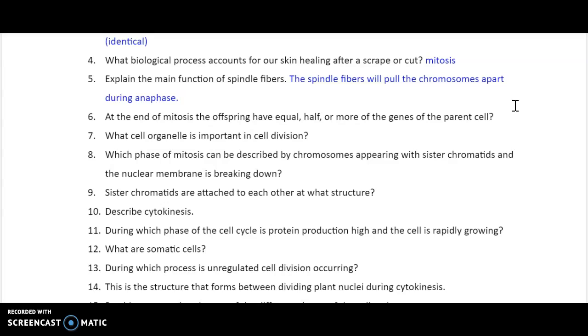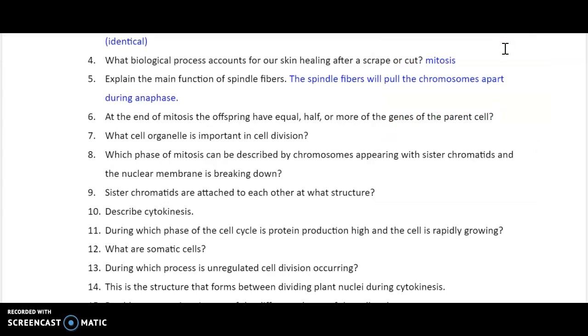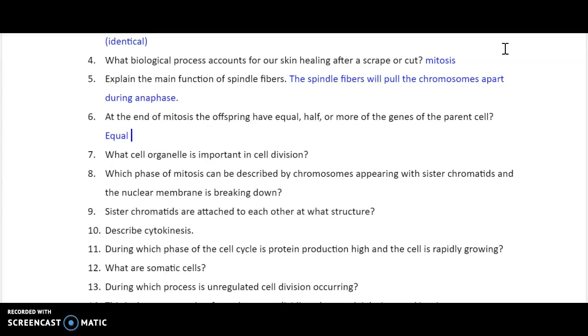Number 6, at the end of mitosis, the offspring have equal, half, or more genes than the parent cell. Mitosis is making identical cells, just like that parent cell. So if the parent cell started out with 48, the offspring are going to also have 48. So they're going to have the same, equal number of chromosomes.